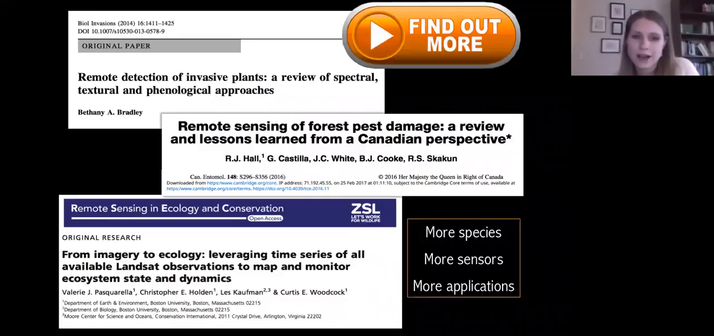And finally, I'd point you to my own paper on using time series of all available Landsat observations to more generally map and monitor ecosystem state and dynamics. There are a lot more time series figures in there, and a lot more to think about on what we might do with the Landsat temporal domain. So I invite you to check out all of these papers if you want to learn more.